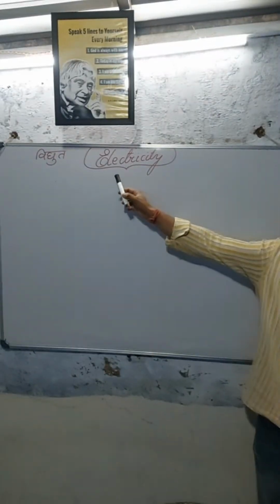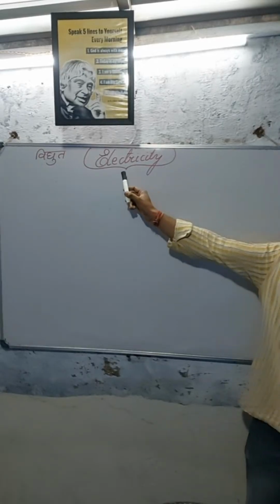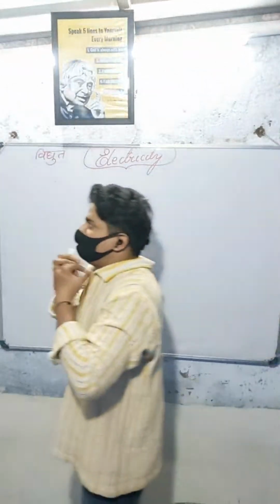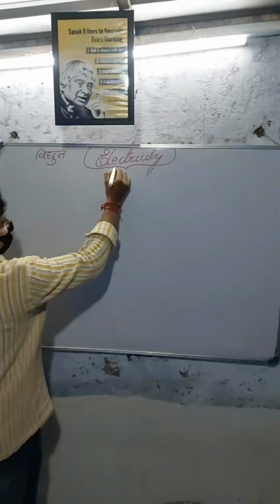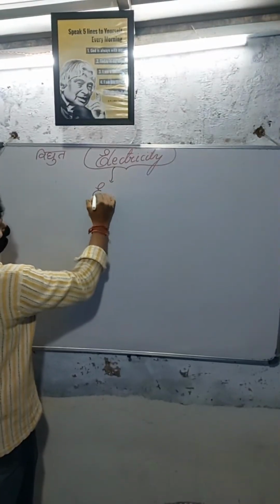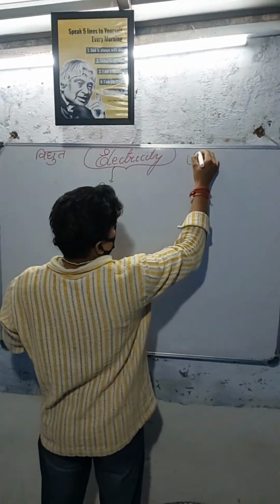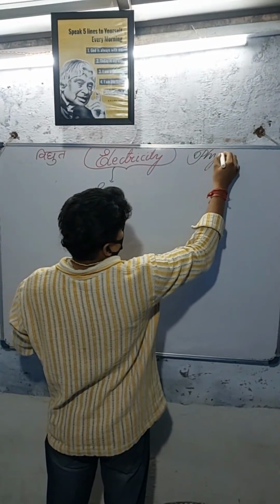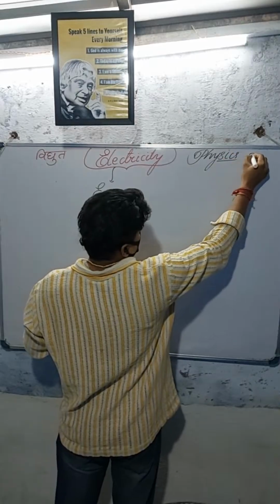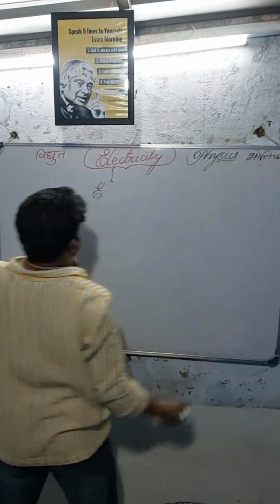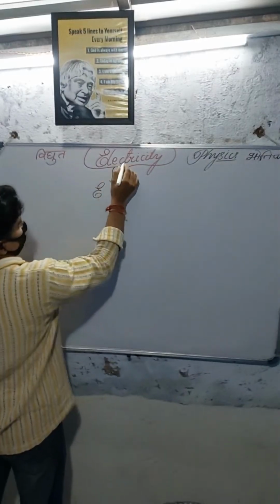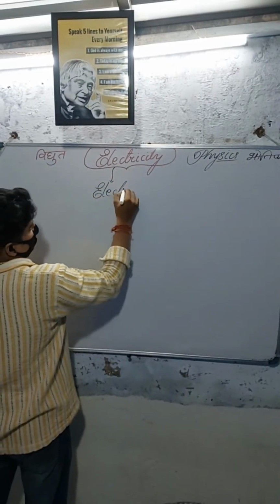Look, the word electricity is made up of electron plus city. Electron, electric means what? Electron. It is a physics chapter, very important. Personally I love this chapter, physics chapter. Physics. Electricity comes from electron.